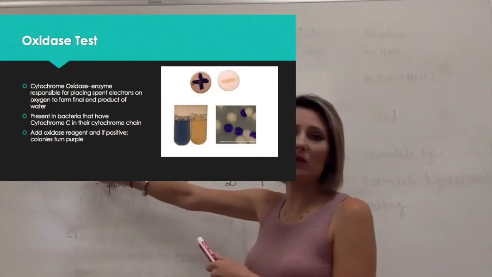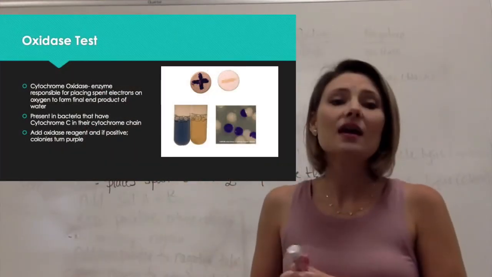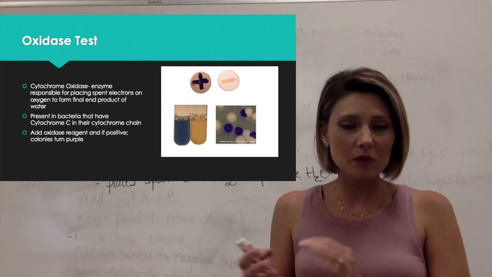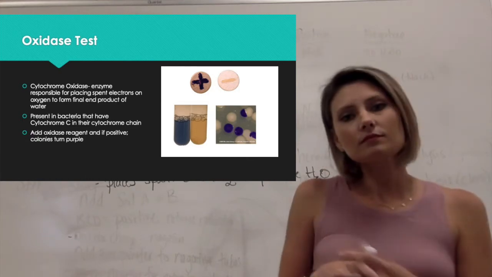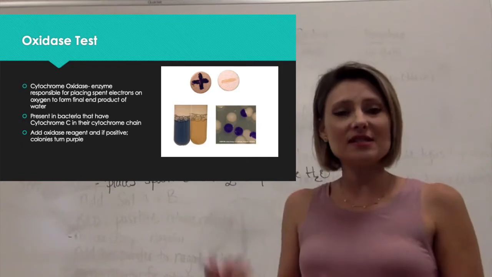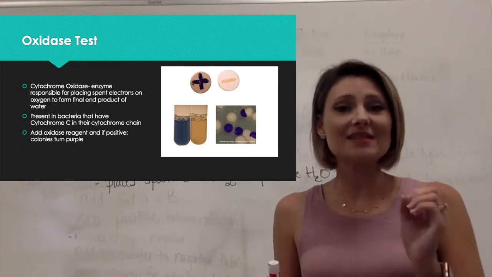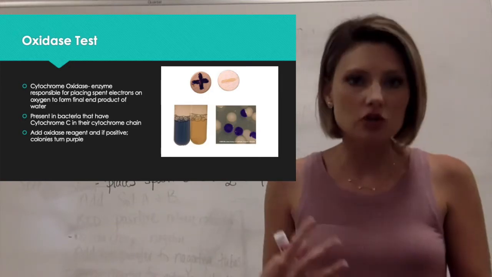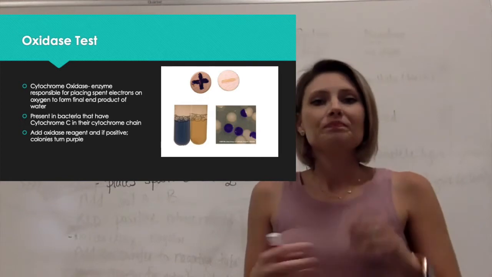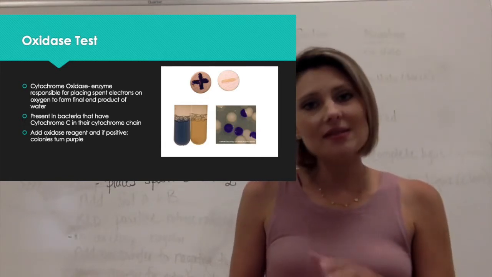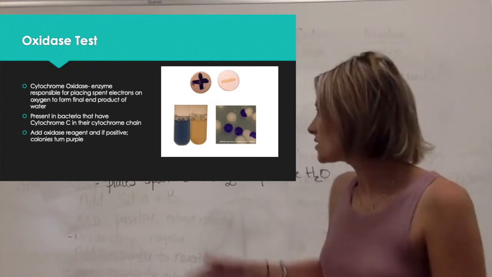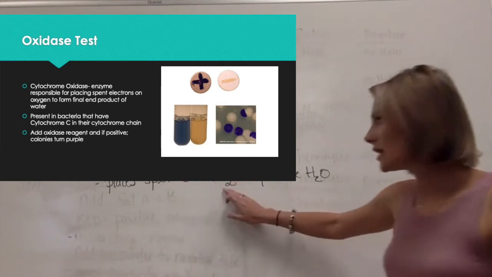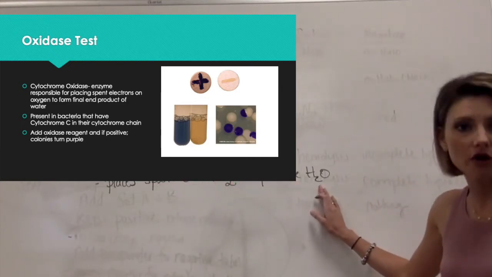The second enzyme that we're testing for is called oxidase, the oxidase test. And it, again, is dealing with respiration, aerobic respiration. Some bacteria produce this enzyme. The whole name of the enzyme is cytochrome oxidase, because these are going to be the bacteria that are using a cytochrome chain or an electron transport chain. So some bacteria produce cytochrome oxidase, and the oxidase is responsible for taking those spent electrons at the end of the electron transport chain and placing them onto oxygen to form water.